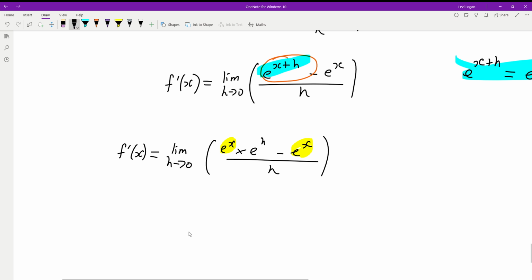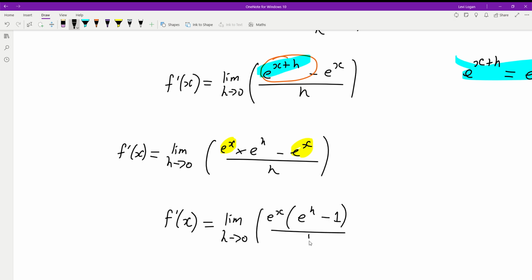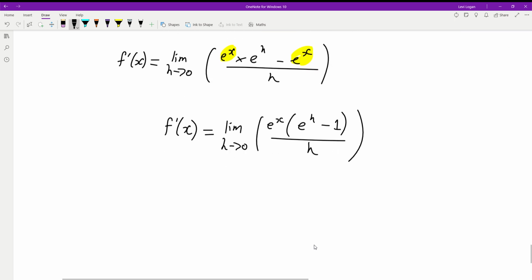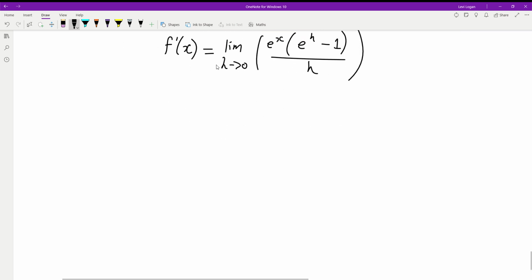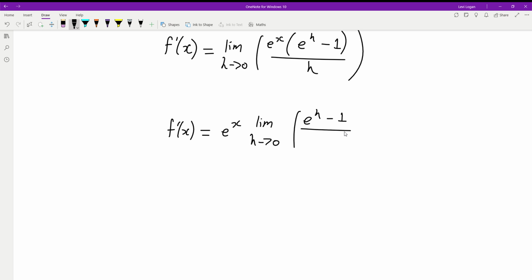So I can factor them out. So I get f dash of x is equal to the limit as h goes to 0 of e to the x times e to the h minus 1 all on h. Okay? I can take e to the x out of the limit now because it's independent of h. So f dash of x is going to be e to the x, the limit as h goes to 0 of e to the h minus 1 all on h.